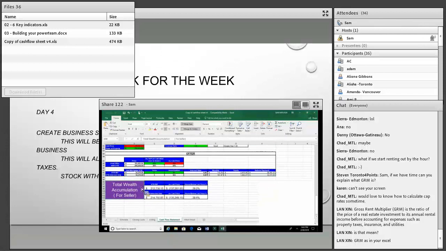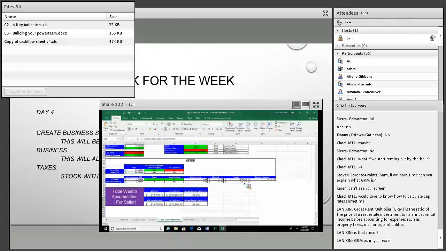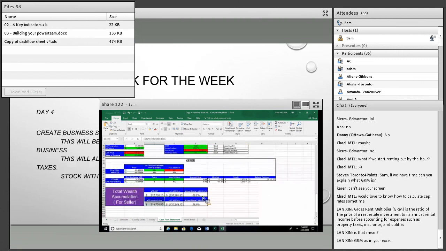And what this does is a total wealth accumulation for the seller. So the seller understands now, even though we're buying the property for, say, 205, we're going to end up giving you 214, or 212, based on how we set up that mortgage. So he's not really getting just that 205. He's making more. He's getting a little bit more over the 5-year term.